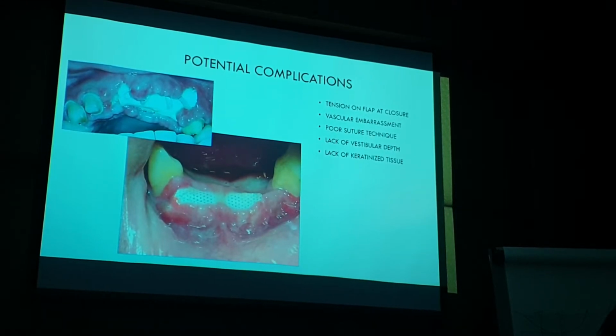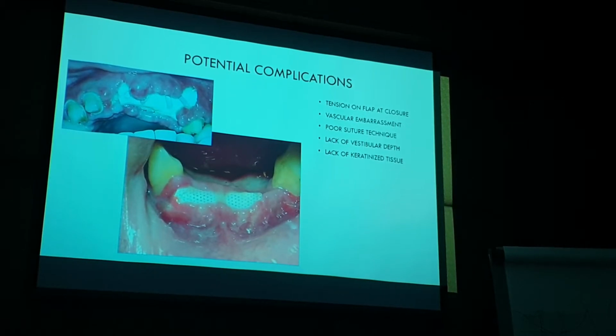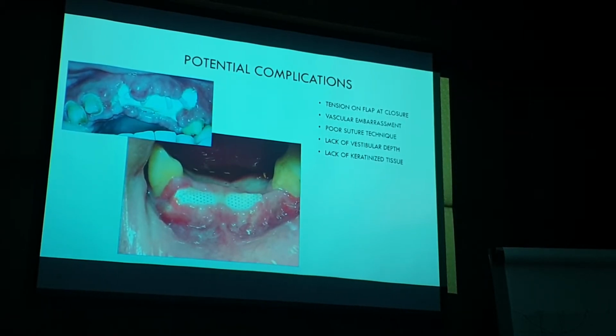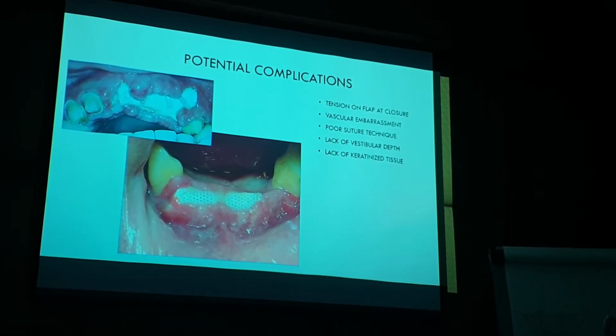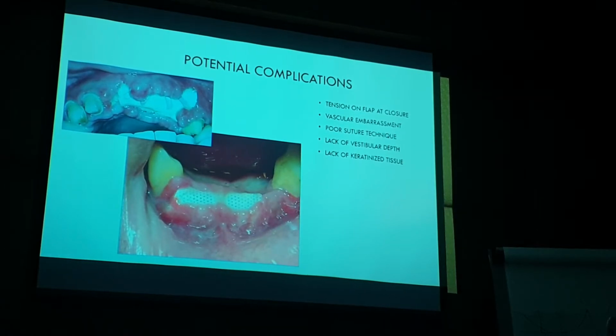Lack of keratinized tissue. What's the minimum amount of keratinized tissue you'd like around the tooth? 2 to 3 millimeters. You know what? I think that number's wrong. You know why I think it's wrong? Because you're only looking at it in terms of the amount of keratinized tissue. You're not looking at it in terms of whether or not it's attached to the bone. Keratinized tissue that is not attached to bone is no different than alveolar mucosa.